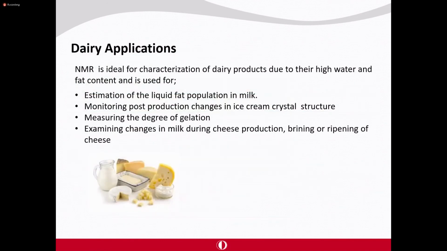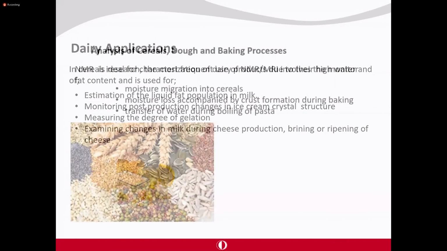NMR is ideal for characterization of dairy products due to their high water and fat content. That is why it can be used to estimate the liquid fat population in the milk, or monitoring post-production changes in ice cream crystal structure, measuring the degree of gelation, examining the changes in milk during cheese production, brining, or ripening of cheese. We can all obtain different information.